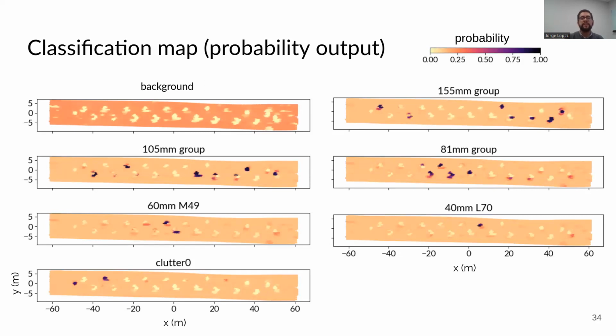Once the neural network is trained with this correlated noise added, we get a classification map output that looks like this. Darker colors are where it's more likely to find a particular object. Where the background is evident, the darker colors are just the background. In each probability map, darker colors are where you most likely expect that particular object. For example, here, 105 millimeter is very likely to be found at these dark blobs.